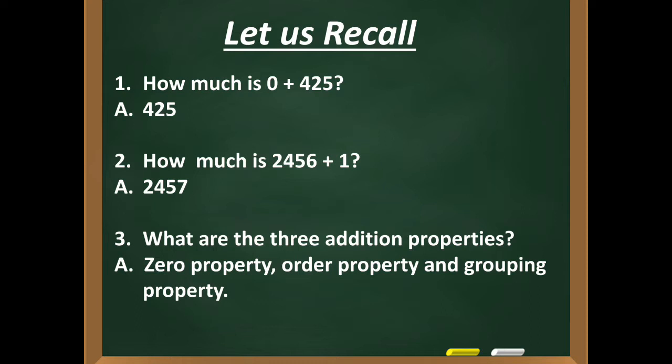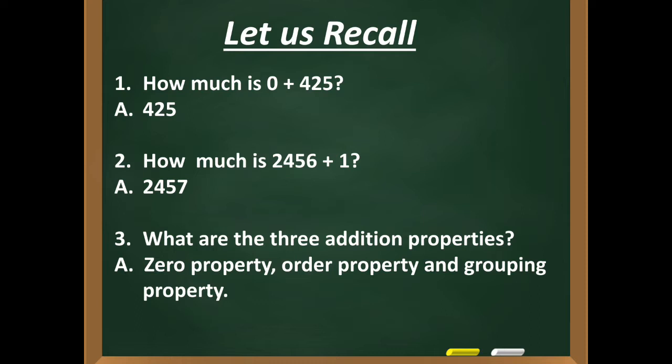The next question is, how much is 2456 plus 1? It is 2457 and it is also called a successor. What are the 3 addition properties? Zero property, order property and grouping property.